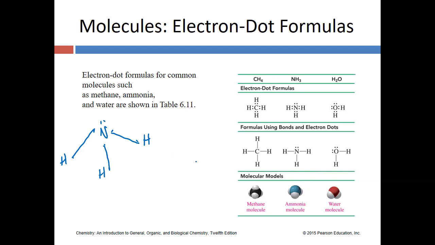For the water, starting with oxygen and adding in the two hydrogens, I pair up the unpaired electrons of oxygen to a hydrogen. I end up getting two covalent bonds as a result. And that's my water molecule.